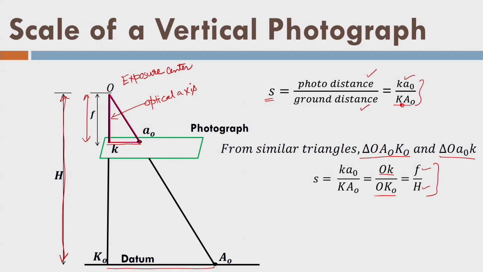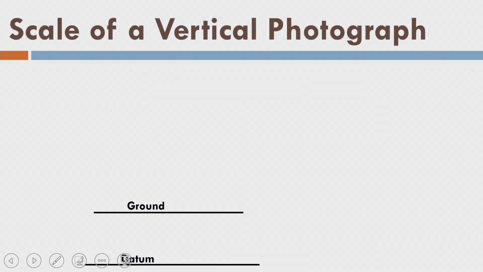So, scale of a vertical photograph is equal to the ratio of focal length to flying height. So, S is equal to f by H. Once again, we are talking about scale of a vertical photograph. Let us say there is a ground surface like this and there is a datum like this. That means, I am measuring flying height with respect to the datum.